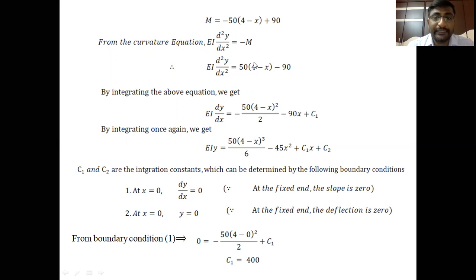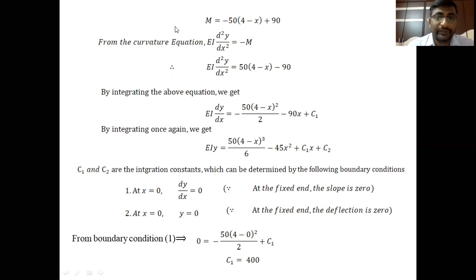Directly it is assumed as a single term, and by integration of this 4 minus x, we can get 4 minus x whole square by 2. Minus x is there, therefore minus comes into the picture. Minus 50 into 4 minus x whole square by 2. Clear students? If we differentiate this minus 50 by 2 into 4 minus x whole square with respect to x, then we will get again 50 into 4 minus x.